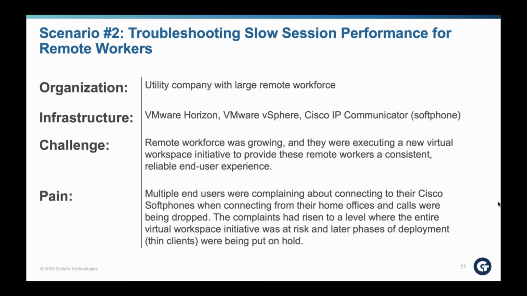So not only are they accessing the environment from different areas all over the world, whether it's from their home office or from Starbucks or something like that, but they're also leveraging a softphone within the VDI session, which adds a lot of complexity. So when the environment is this complex and users start complaining about issues, the IT department really had no visibility and no idea how to have objective conversations, whether with the network team or with the end users themselves, as to what's actually causing these issues.